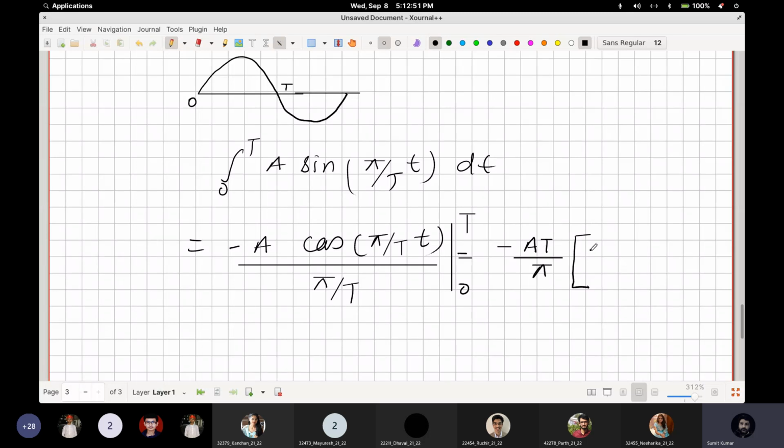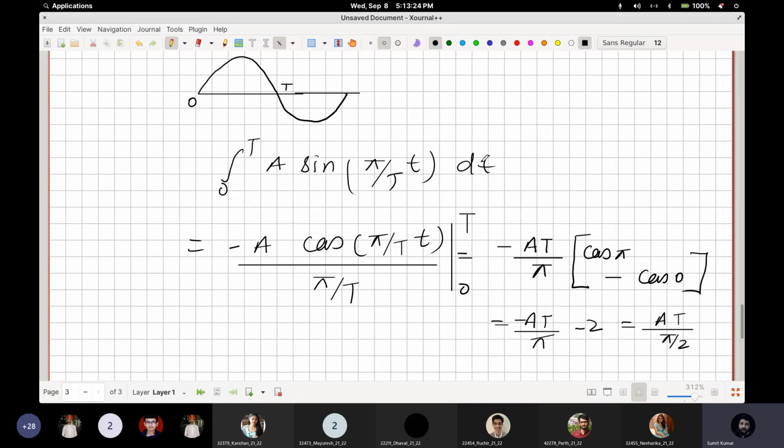And what I will have here is cos. When I put T, I will have cos of pi, and minus cos of 0. Cos of pi is minus 1, cos of 0 is 1. So minus 1 and minus 1, so it will be minus 2. So what I will be getting is minus AT by pi into minus 2, that is equal to 2AT divided by pi, right?